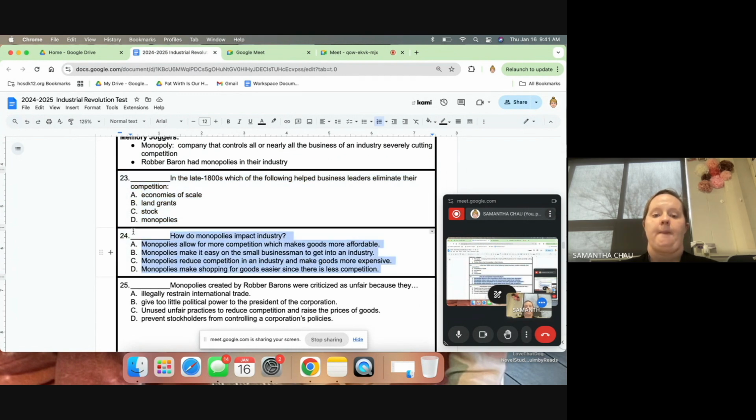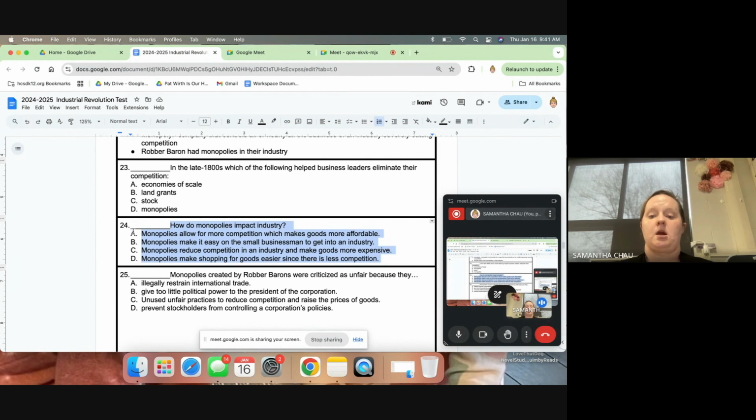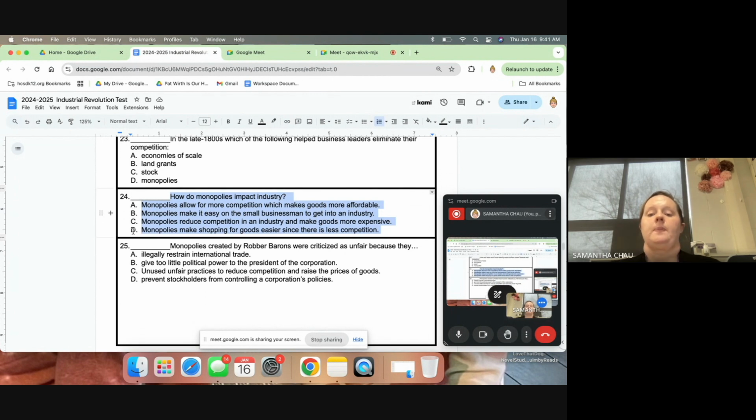Number 24. How did monopolies impact industry? Monopolies allow for more competition, which makes goods more affordable. Monopolies make it easier on the small businessmen to get into an industry. Monopolies reduce competition in an industry and make goods more expensive. Monopolies make shipping for goods easier since there is less competition. How do monopolies impact industry?